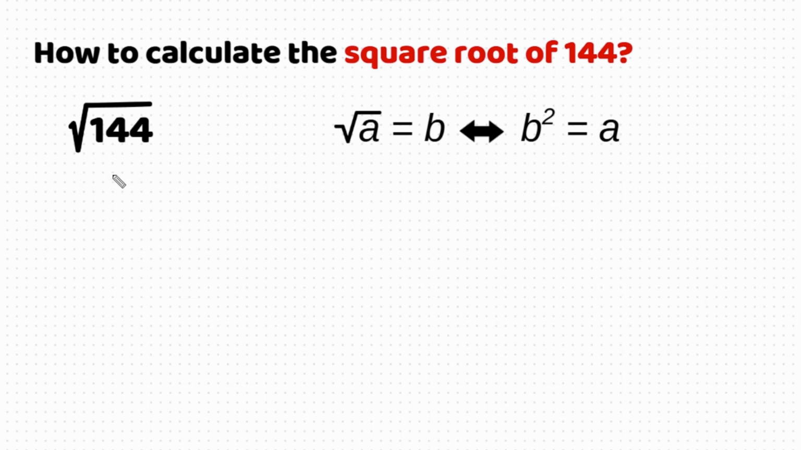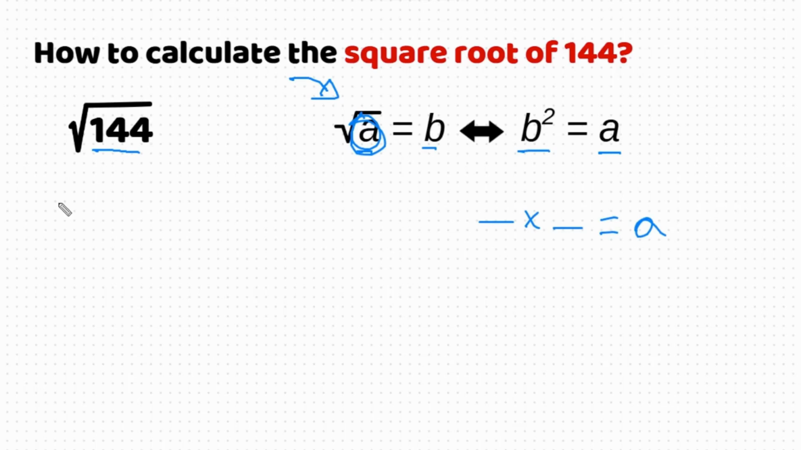In this video, you will learn how to calculate the square root of 144. And to do this calculation, you need to know the definition of a square root. So, we have that the square root of a is equal to b if, and only if, b squared is equal to a, that is, if b squared equals the value inside the root. And we know that b squared is equal to b multiplied by b. In other words, it's the number that we multiply by itself to get the value inside the root.